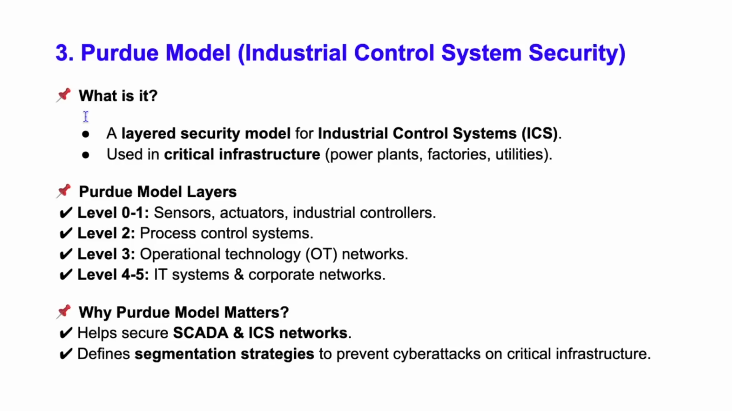Moving on to industrial control system security, the Purdue model is very key, essential for that type of penetration test. This is a layered security model for ICS, industrial control systems. ICS are used in critical infrastructure, such as power plants and factories and utilities. And it's a very, very important element.